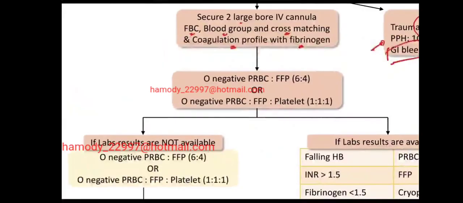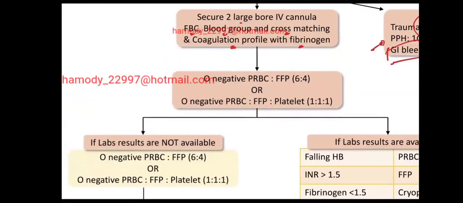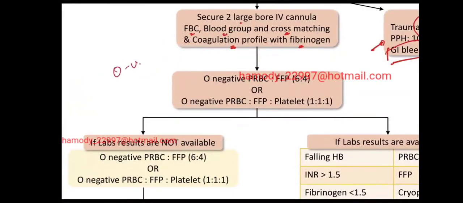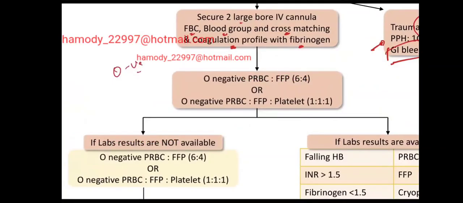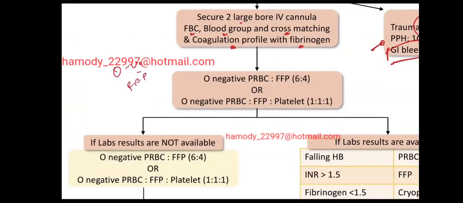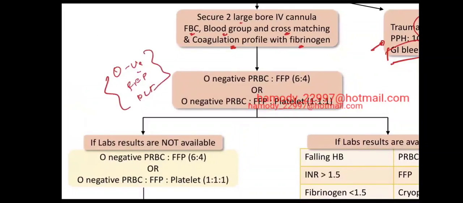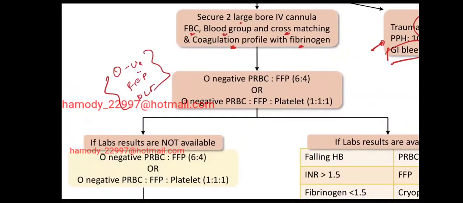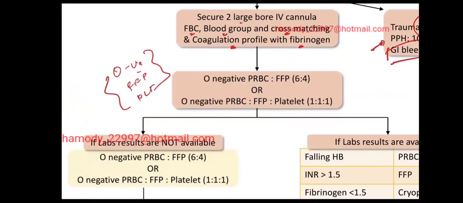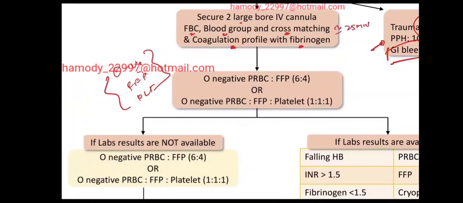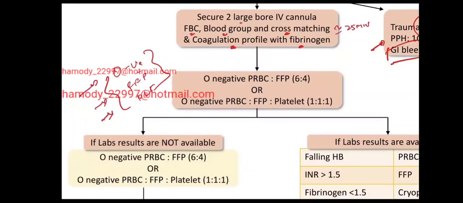Then usually what the blood bank does is immediately they'll dispatch the O negative blood. So immediately you will have O negative blood available. Along with it, some of the blood banks will be giving you the FFPs and platelets. So these products will be given to you till they do the blood grouping and cross matching, which takes approximately 25 minutes. In the meanwhile, they'll be sending you O negative blood, FFP, and platelets.